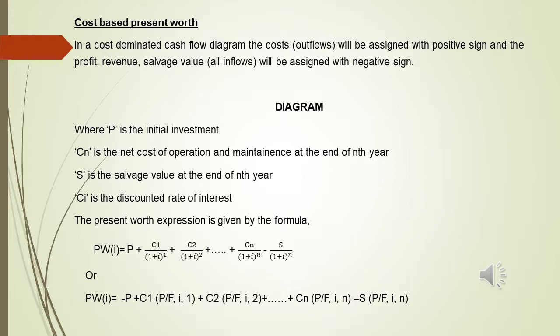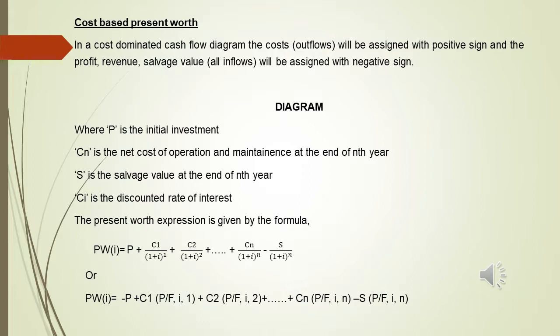Please refer to the diagram. Through the diagram there is C1, C2, C3 and all the notations, in which C is the initial investment. Cn is the net cost of operation and maintenance at the end of nth year, so the operation and maintenance cost will be denoted by Cn. S is the salvage value at the end of nth year. I is the discounted rate of interest.